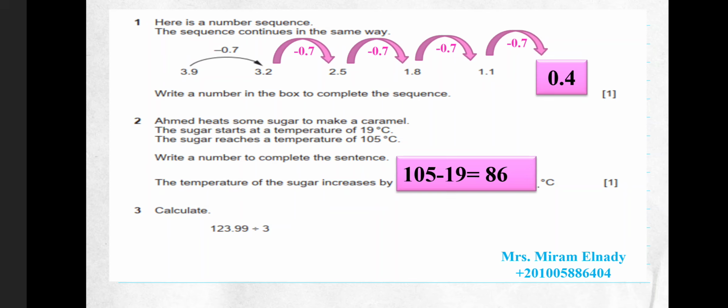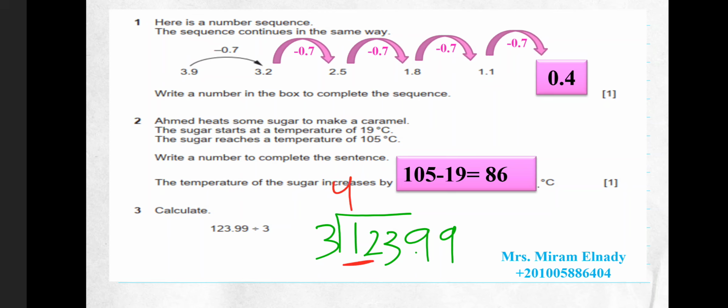Calculate 123.99 divided by 3. So first we're going to divide step by step. We can make it long division. 12 divided by 3 is 4. Or first, 1 divided by 3 cannot be, so I will take 12 divided by 3. Okay, then 3 divided by 3, 1. Decimal point as it is. 9 divided by 3, 3. 9 divided by 3, another 3. So the answer will be 41.33.